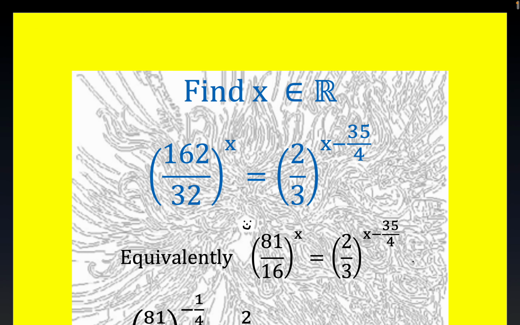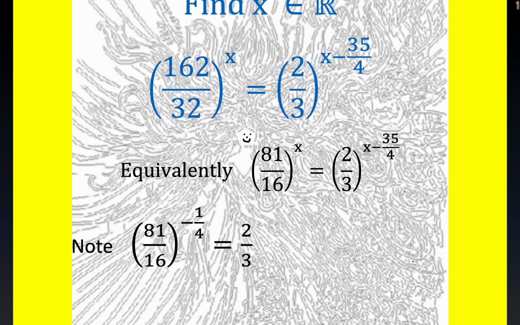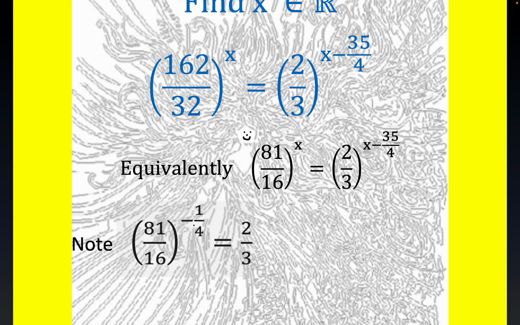All right, now one very important observation right here is that 81/16 raised to the minus 1/4 is equal to 2/3. That's based on the property that if you have a base raised to a negative exponent, and this follows really quickly just from the definition of exponentiation, b raised to the minus m is equal to 1 over b raised to the m. Again, a fairly well-known result just from exponents. So you have b to the m, 1 over b to the m.